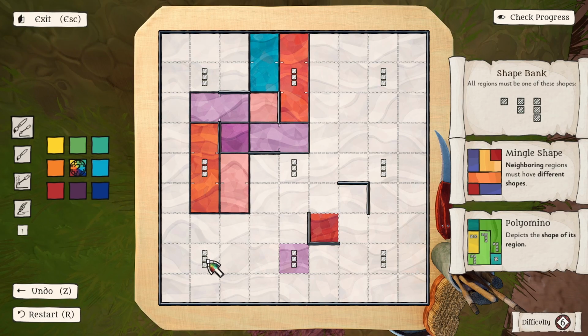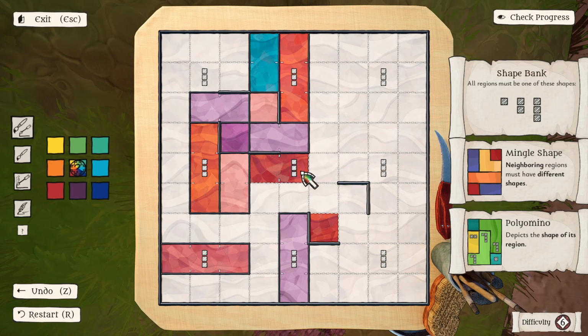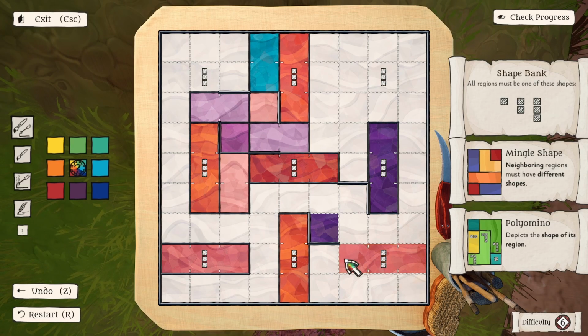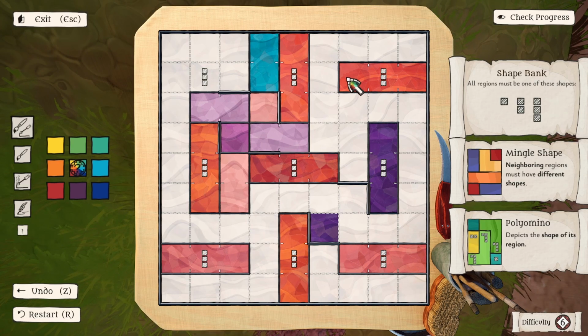Okay, this 3 can't go to here like that. And it can't go to here, so there. Now this one can't go to there or there, so it's that. Now this one must be that. That one must be that. And that. And that. And that.